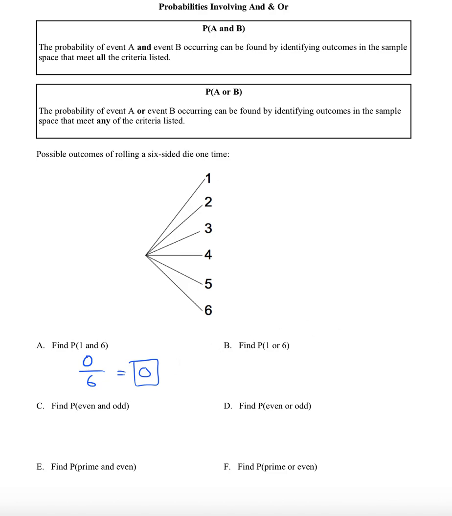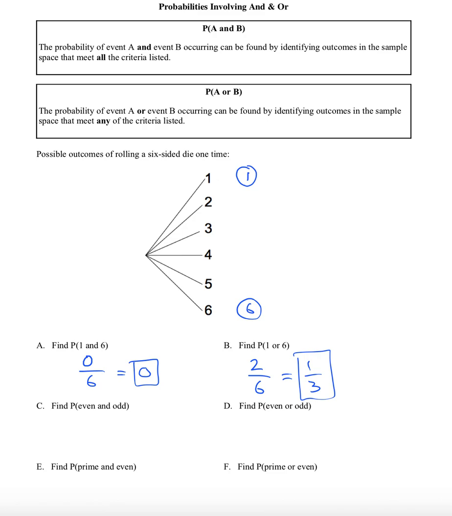But what about the probability of a 1 or a 6? Well, that is possible. 1 would qualify, and so would 6. So we have a probability of 2 out of 6, or 1/3.